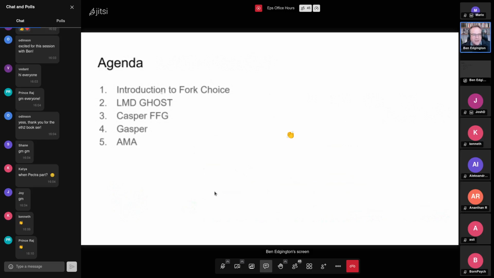Easy agenda. Quick intro to fork choice stuff. We're going to look at LMD Ghost. We're going to look at Casper FFG. We're going to look at how they're combined into Gasper. And then I'm really hoping to leave some good time at the end for some AMA, either about fork choice or anything else about core dev life.